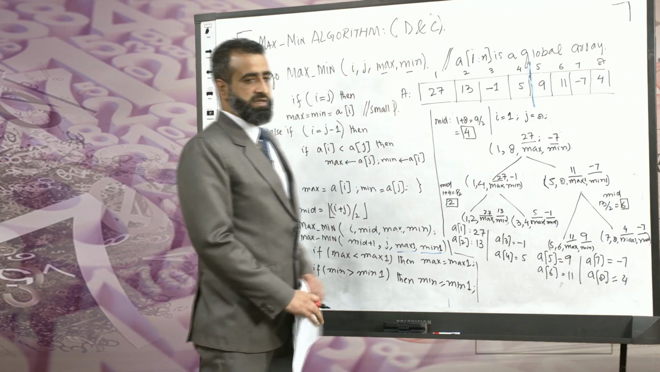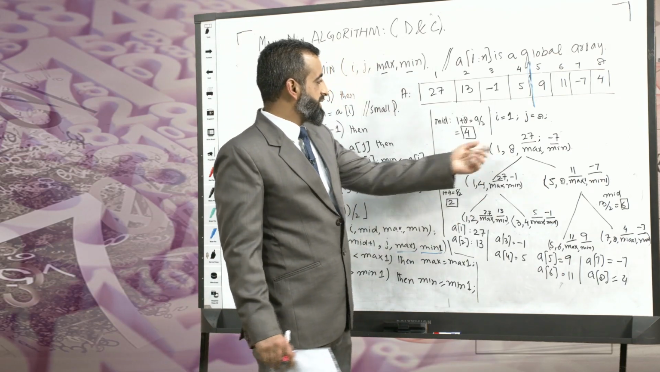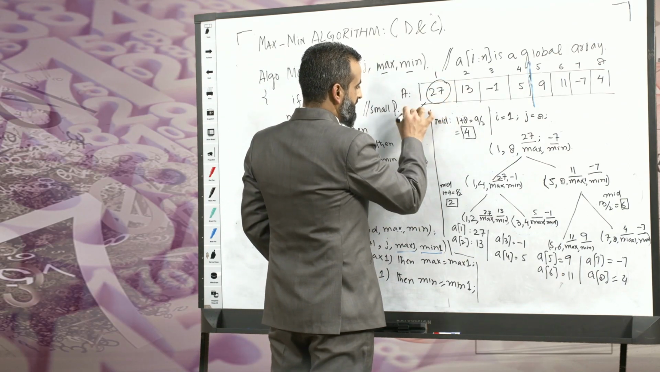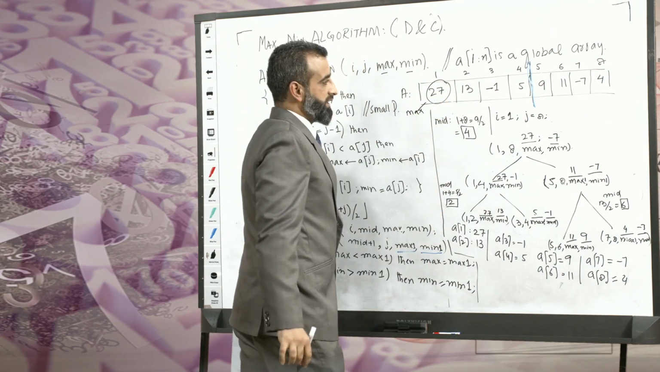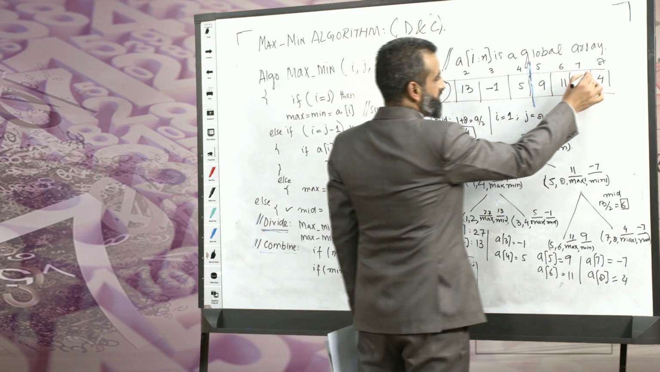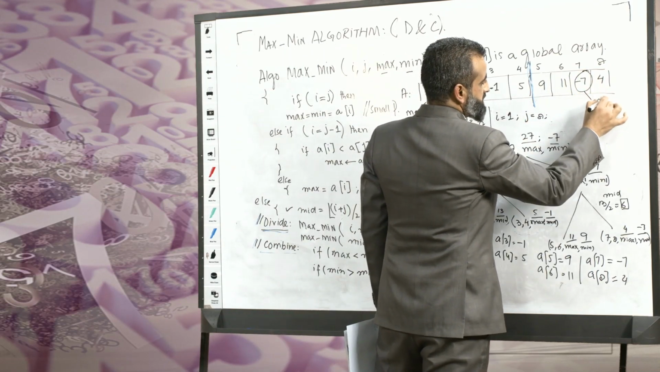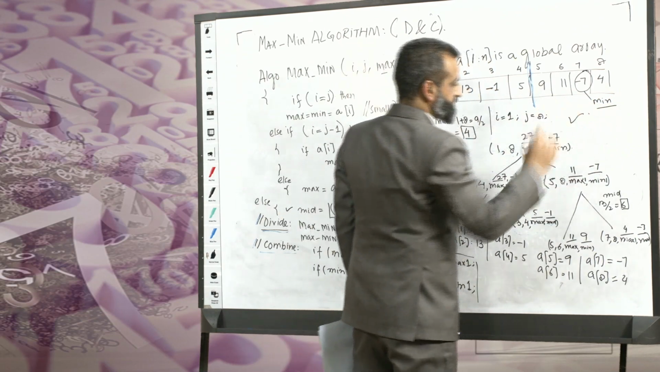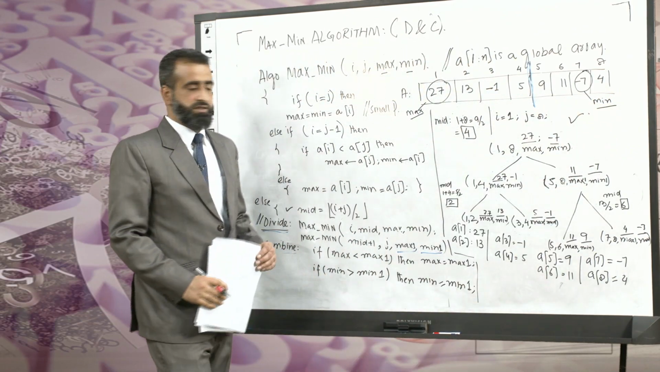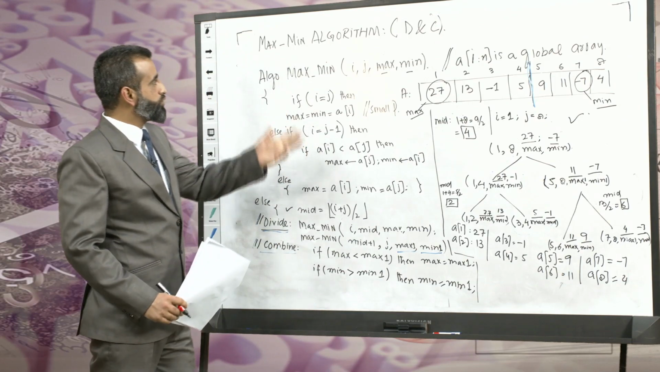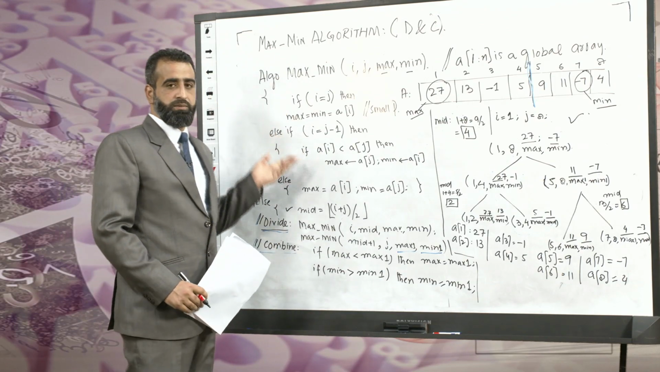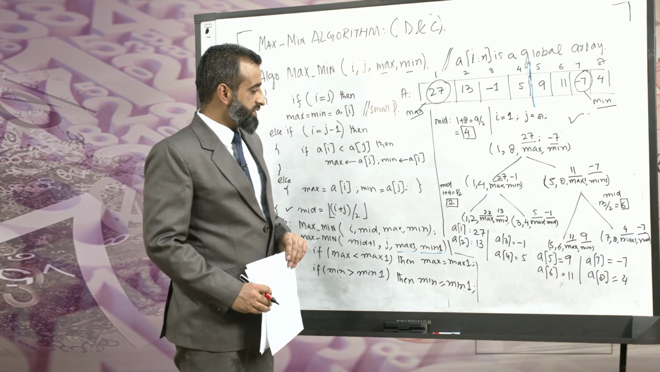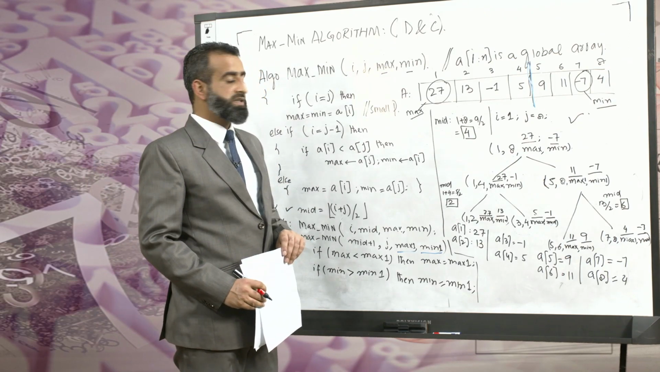Thereby, we have solved the entire problem, and we can now claim that 27 is the max element in the present array, and minus 7 is the smallest possible element in the array. Dear students, this is exactly how we solve a maximum minimum problem using a divide and conquer strategy. Next, we'll be having a look at the merge sort problem.